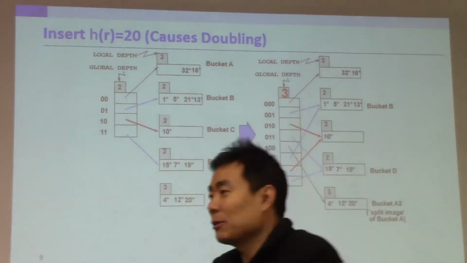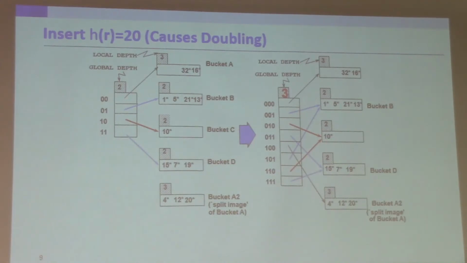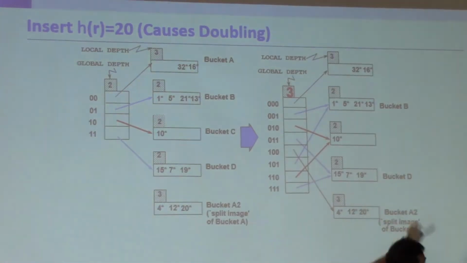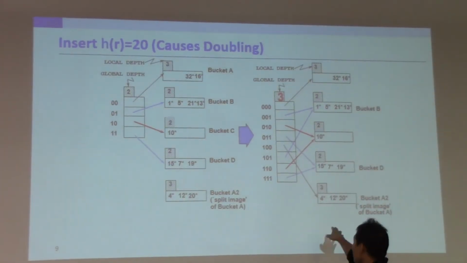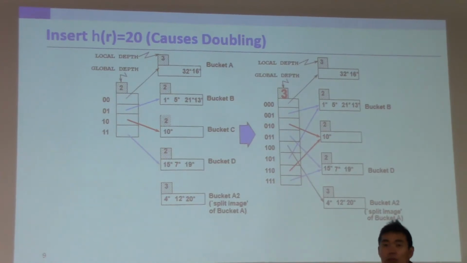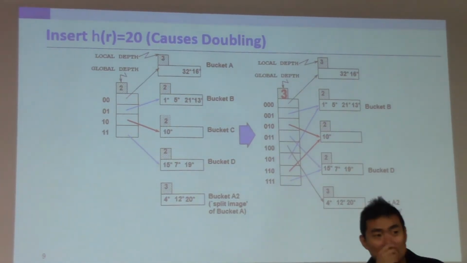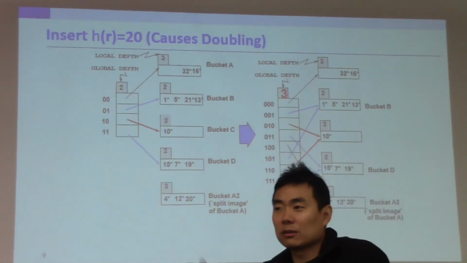Why is that? Can someone give me a proof of that? Why, when I have these guys, am I guaranteed to have only 2 groups, 32 and 16 in one group, and 4, 12, and 20 in another group? Why not 3 groups? Why not 4 groups? Why not 10 groups?